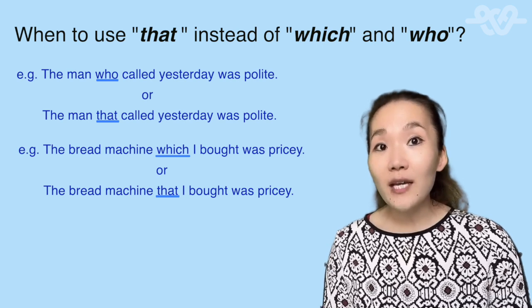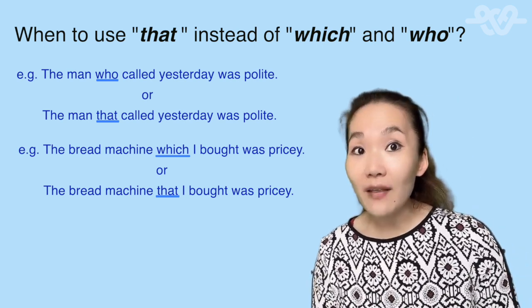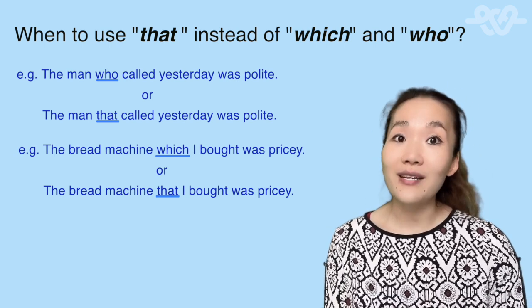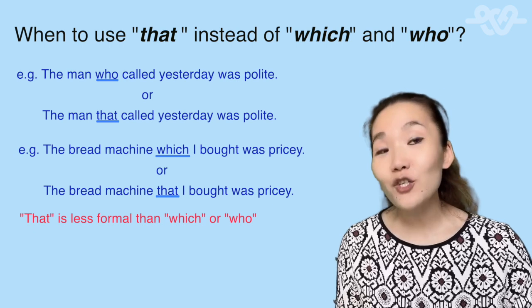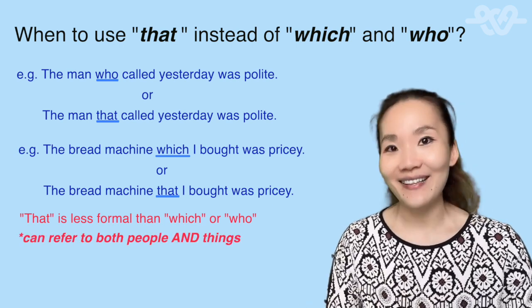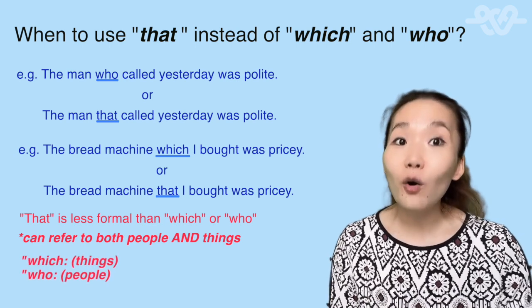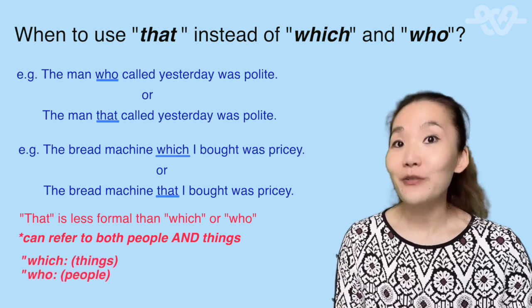The bread machine which I bought was pricey. Or the bread machine that I bought was pricey. The relative pronoun that is less formal than which or who and can refer to both people and things. However, which can only refer to things and who can only refer to people.